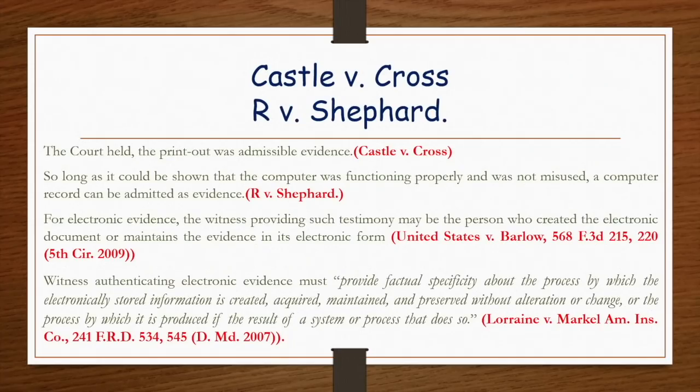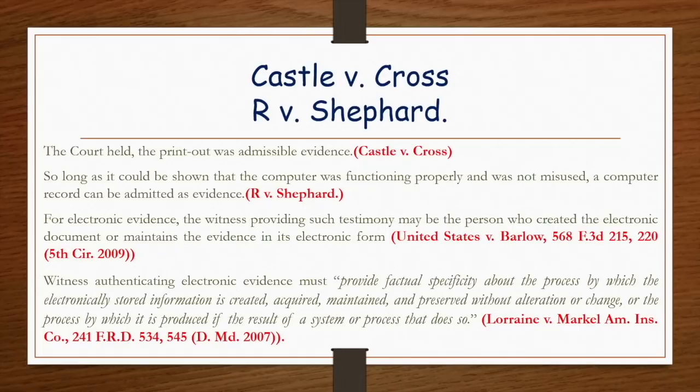In some other judgments, in Castle versus Cross, the court held that the printout was admissible evidence. In R versus Shefford, the court observed that so long as it could be shown that the computer was functioning properly and was not misused, a computer record can be admitted as evidence. In United States versus Barlow, the court observed that for electronic evidence, the witness providing such testimony may be persons who created the electronic document or maintain the evidence in its electronic form.